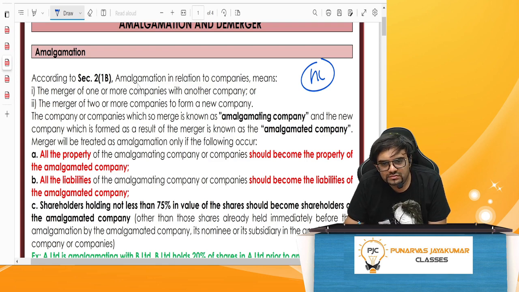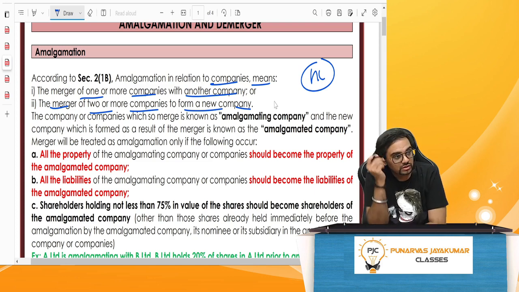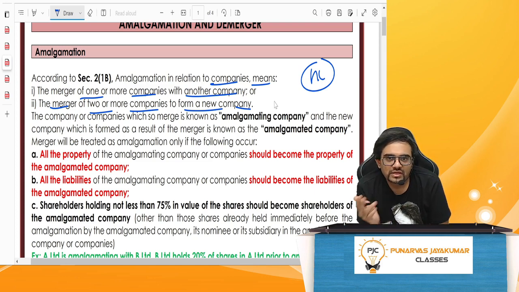According to 2(1)(b), amalgamation in relation to company means merger of one or more companies with another company, or merger of 2 or more companies to form a new company. Merger of one or more companies with another company, for example Vodafone plus Idea, or Reliance taking over one more company, Tesseract. Merger by absorption. Or it could also mean 2 companies coming together to form a brand new company.